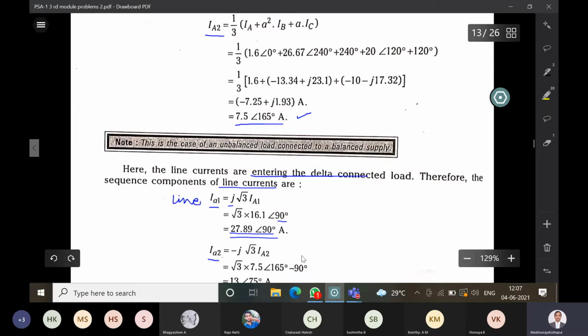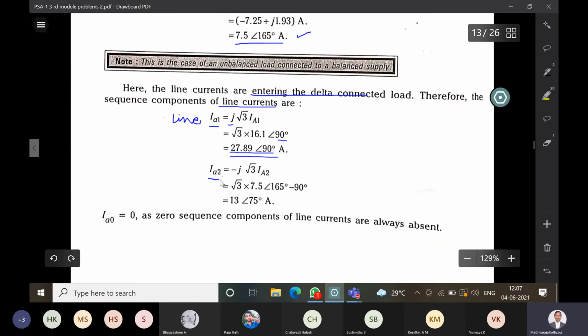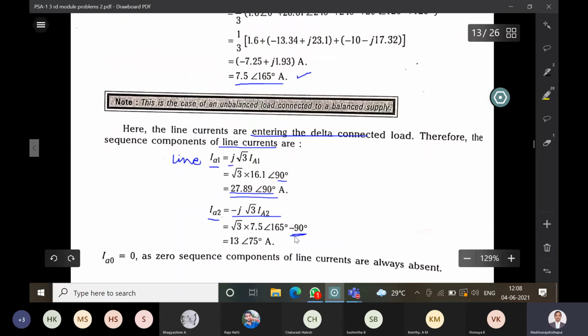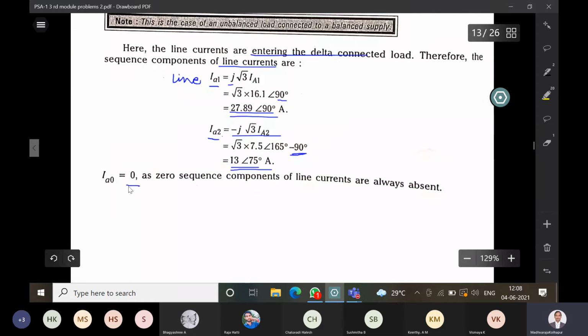So calculate IA1, and similarly IA2. IA2 is equal to minus j into root 3 into capital IA2. Minus j is taken as minus 90 degree. Root 3 into IA2 is 7.5 at an angle 165 minus 155 degree minus 90 degree. So calculate IA2. And IA naught becomes 0, as zero sequence component of line current is always absent.